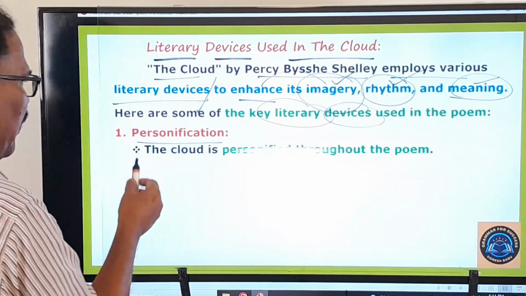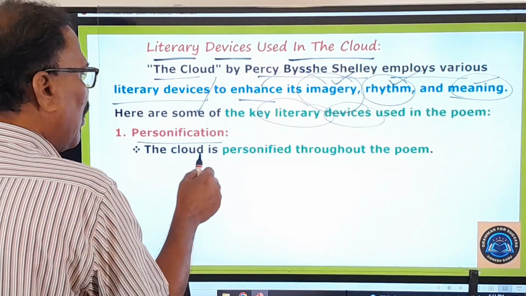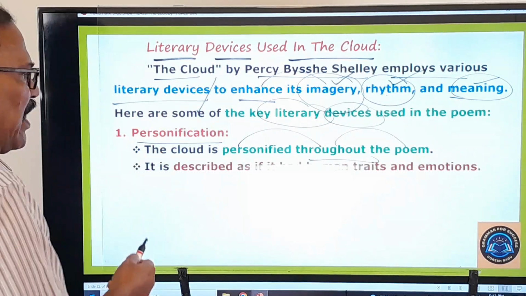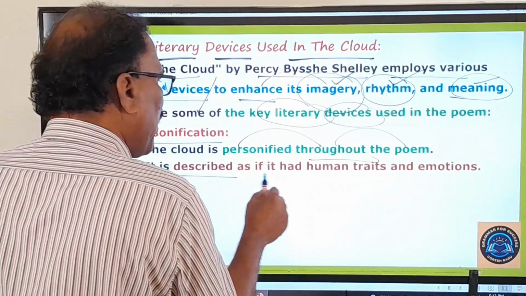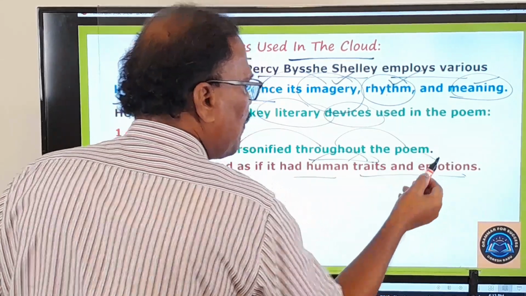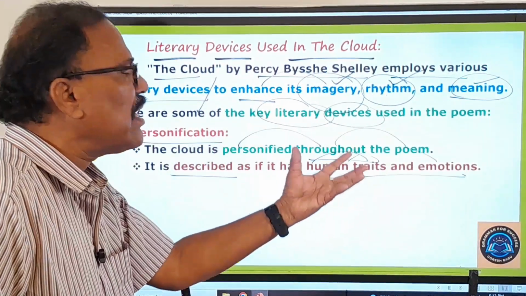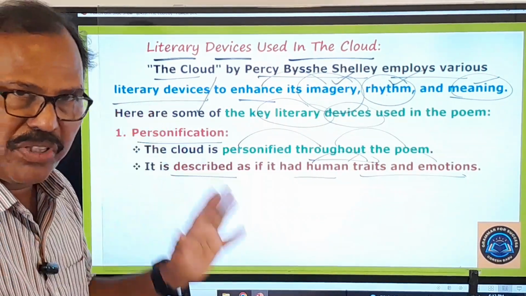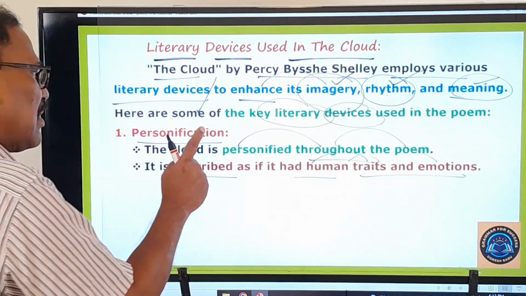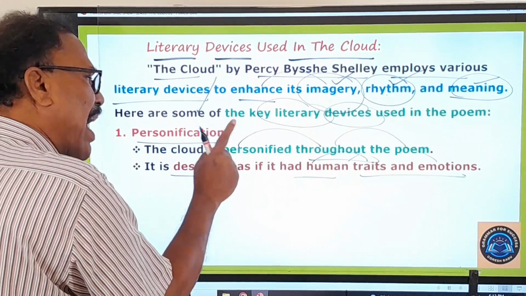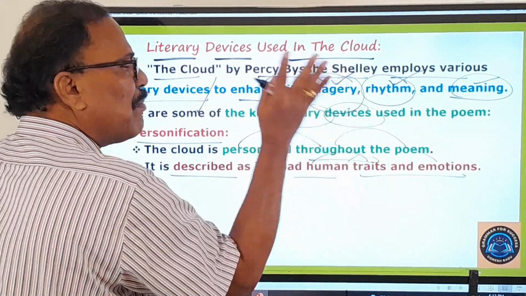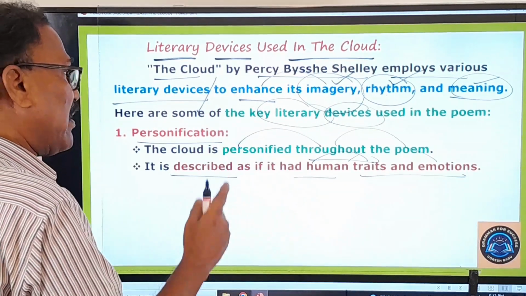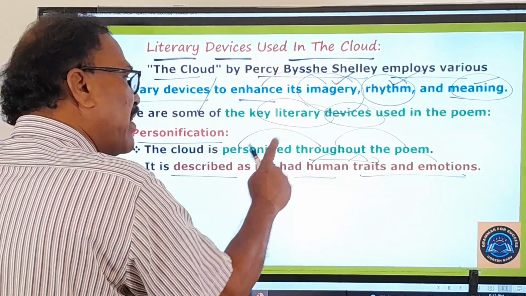And what is this personification? Once again I am giving you the meaning. The cloud is personified throughout the poem. Personification means it is described as if it had human traits and emotions. So attributing human traits and emotions to some non-living object is called personification. You know that very well. And here this cloud has been described as if it had human traits and emotions. Therefore we can say that the cloud has been personified throughout the poem.